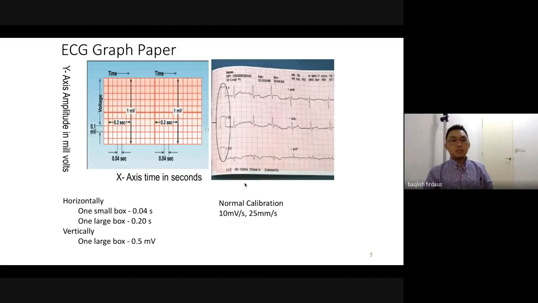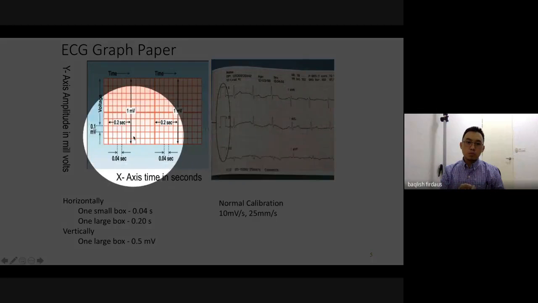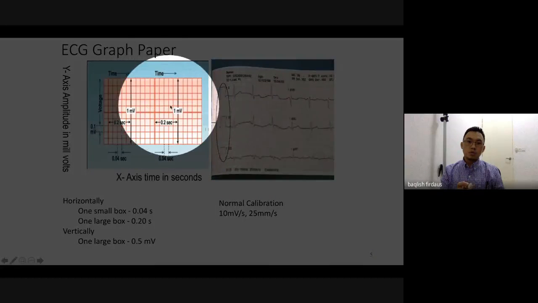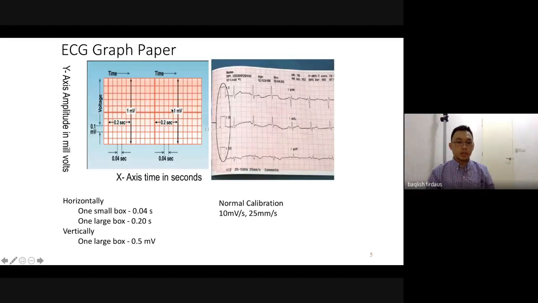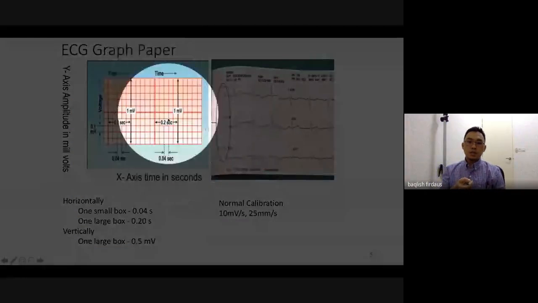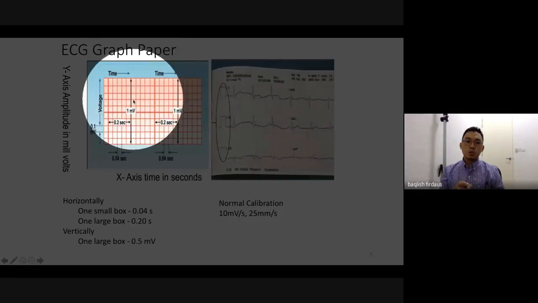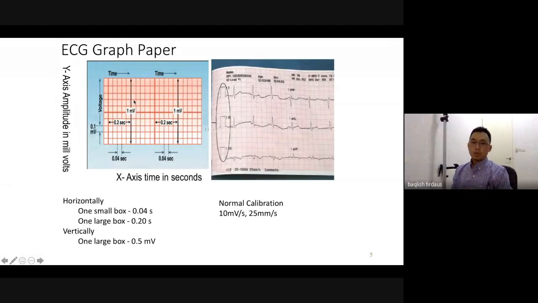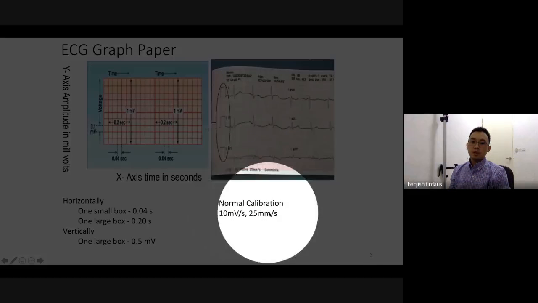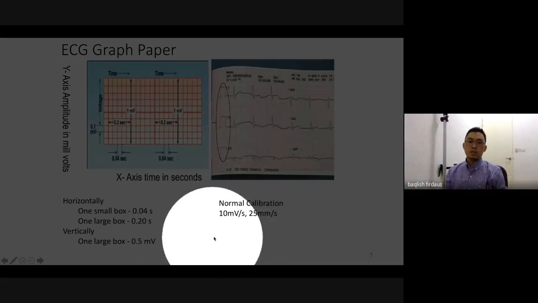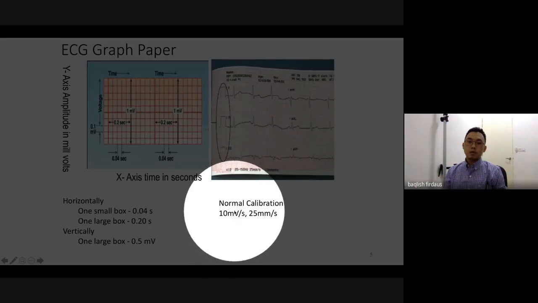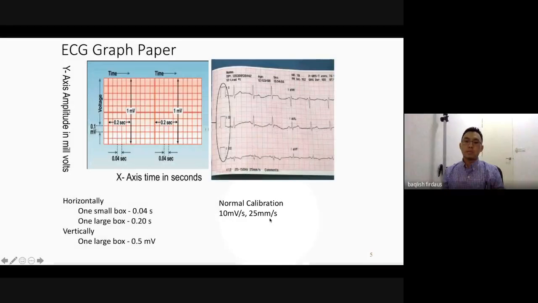Okay, so this is ECG graph paper. Horizontally, one small box is 0.04 second, and one large box is 0.2 second, and vertically, one large box is 0.5 millivolt. So this is the normal calibration of ECG graph paper, 10 millimeter per millivolt and 25 millimeter per second.